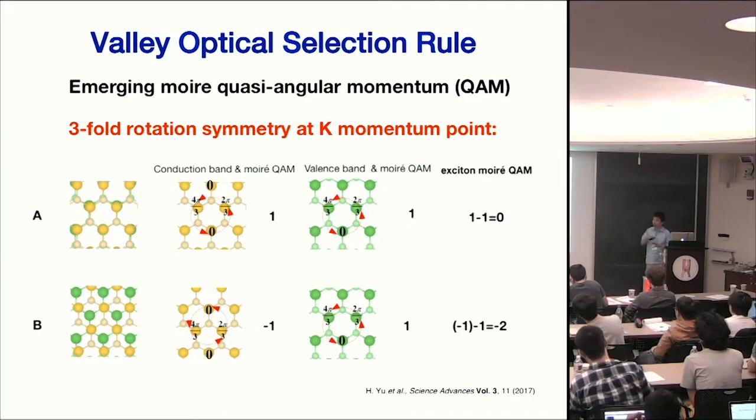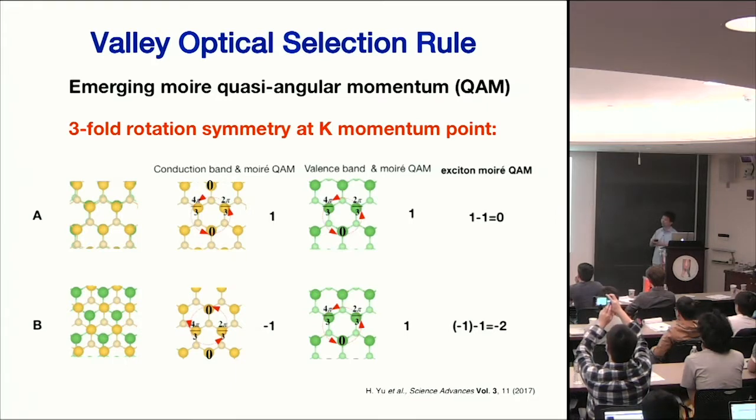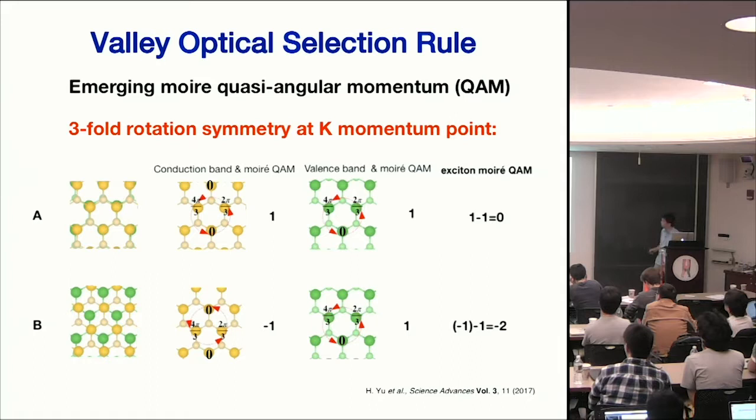That is, once you have this Moire superlattice, it generates a new effective quasi-angular momentum depending on the layer-layer stacking, and that will change the optical selection rule in the system. So basically, if you have a threefold rotation symmetry, you can define a quasi-angular momentum that is 1, 0, 2. And if you look at the A sublattice, where basically the atoms align very well with each other, and if you consider the top layer and bottom layer separately.